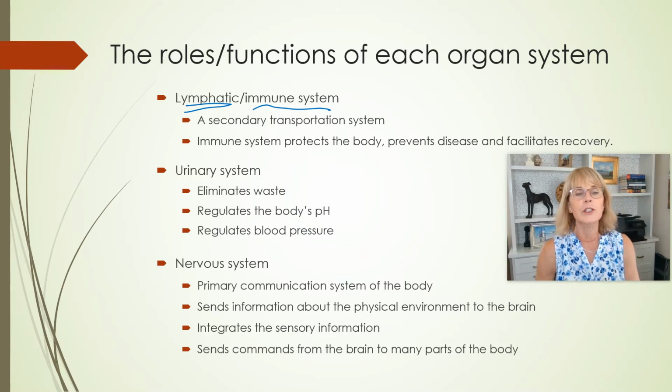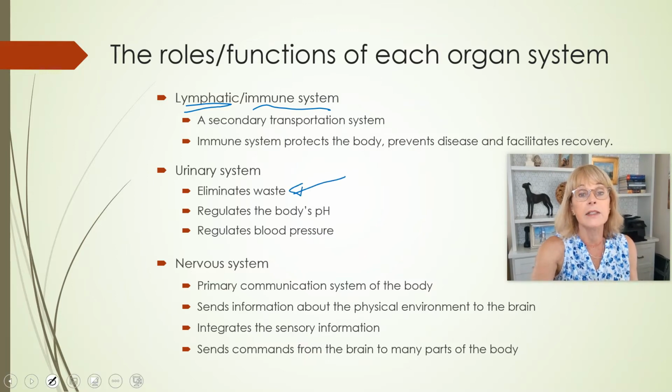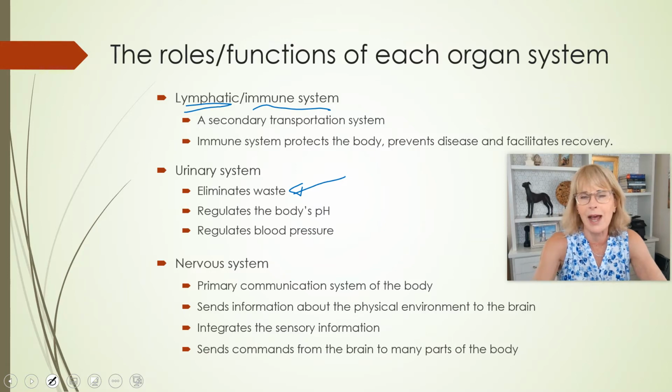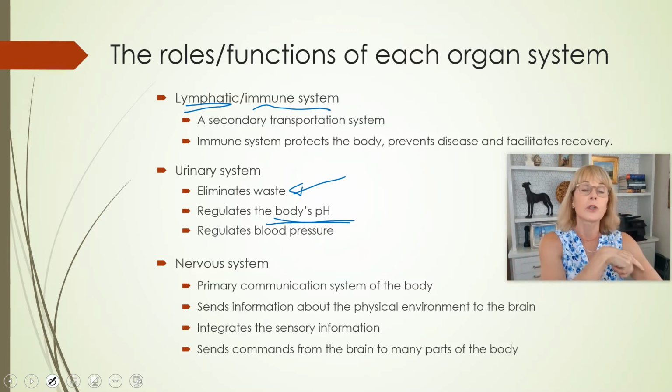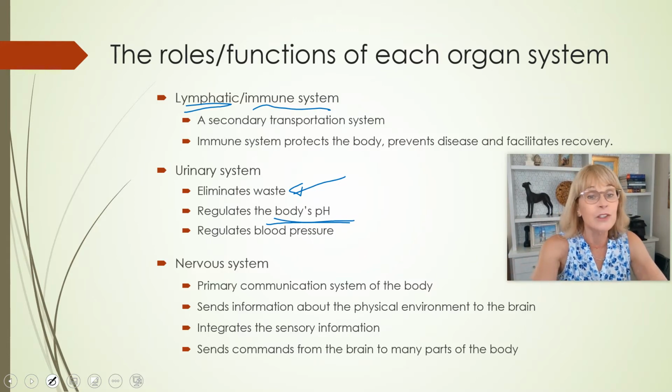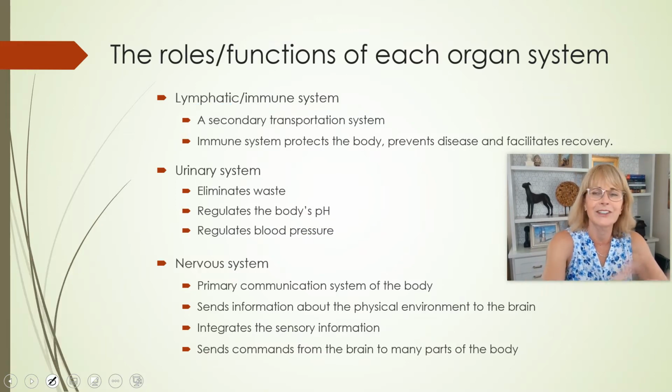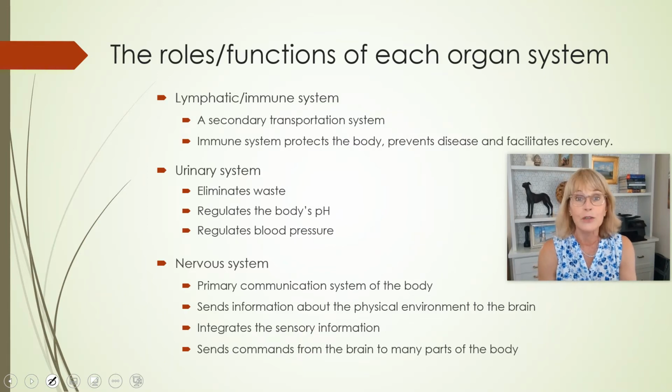The urinary system includes your kidneys and your urinary bladder, and its main job most people would think of as eliminating waste. It does that, but it does so much more, which you'll learn. It's one of the last organ systems we cover. It also regulates your body's pH, keeps your body from being too acid or too alkaline, and it's very important for regulating your blood pressure. Right? Who knew? Okay. The nervous system.